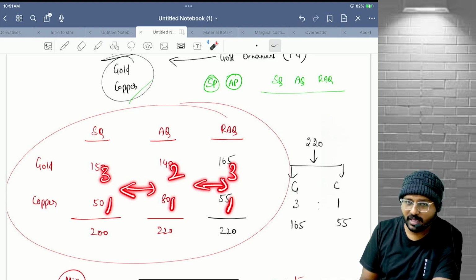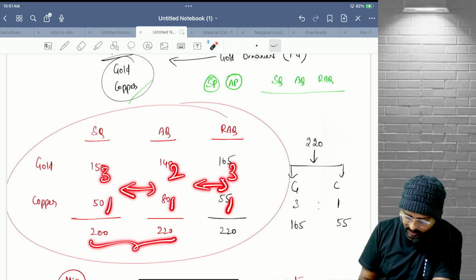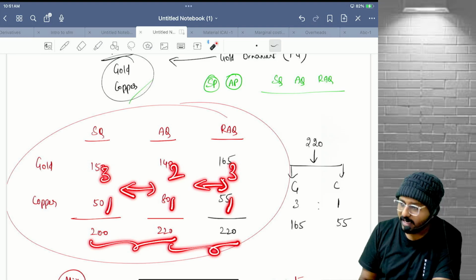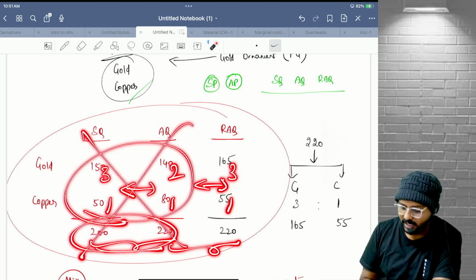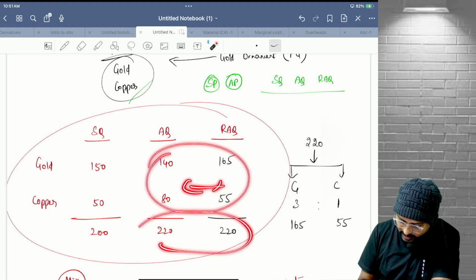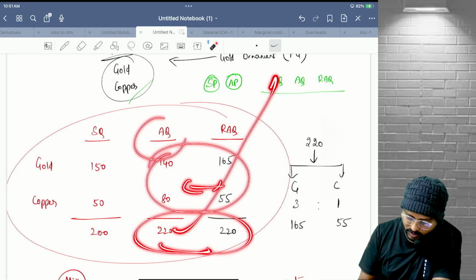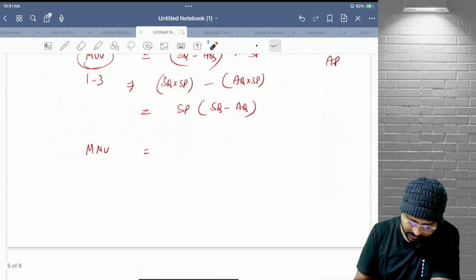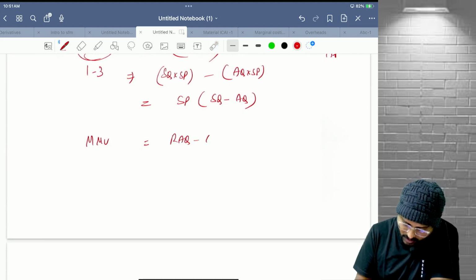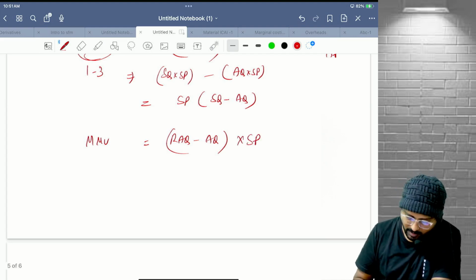But then only one will be the answer. What is that answer? Here, yield is also changing, whereas here, yield is constant. According to our logic, what should be the answer? Yield must be constant because there should be only one change. So therefore, here mix is changing, yield is also changing. Therefore, this is not my answer. Here mix is changing and yield is what? Constant. Therefore, this is my answer, which means the answer is the RAQ and AQ difference. Correct? All right. So RAQ and AQ difference, and what will remain constant? Standard price, naturally, right?